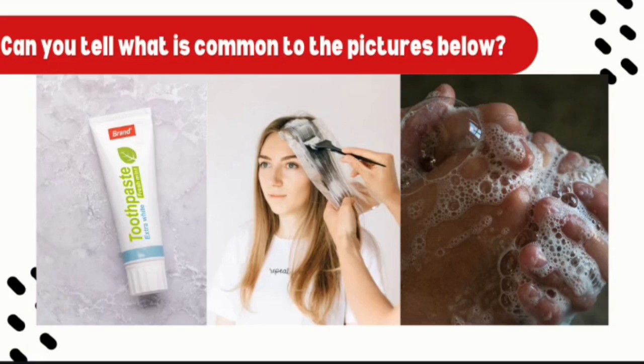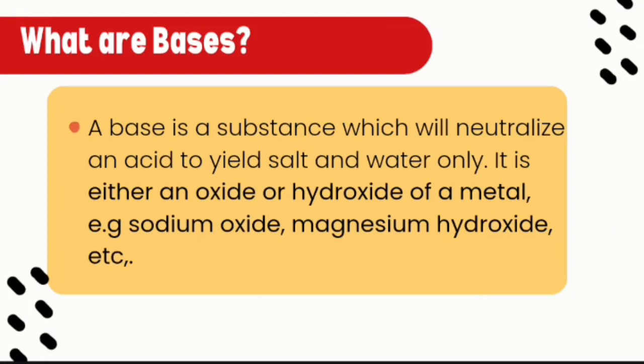So what are bases? A base is a substance that reacts with acid to yield salt and water only. It is either an oxide or a hydroxide of a metal, for example, sodium oxide, magnesium hydroxide, etc.